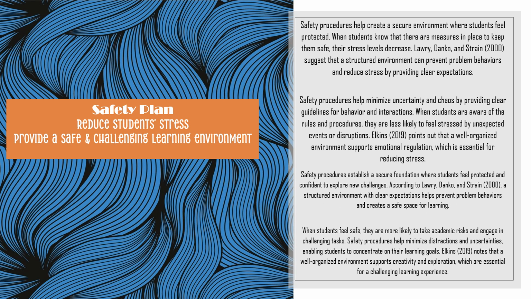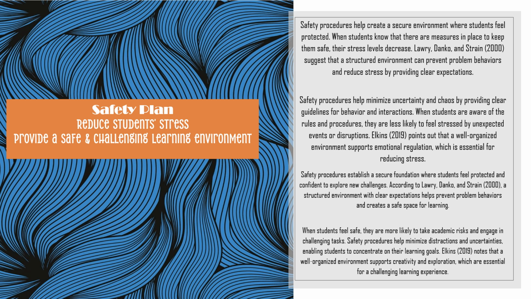So moving on, guys, this is where we're almost done. Safety plan: this is to reduce student stress and also provide a safe and challenging learning environment. Safety procedures help create a secure environment where students feel protected. When students know that there are measures in place to keep them safe, this decreases their stress levels. Lowry, Dunlap, and Strain suggest that a structured environment can prevent problem behaviors and reduce stress by providing clear expectations.